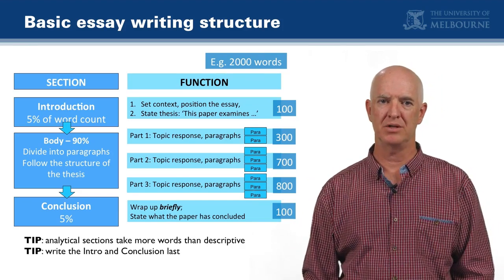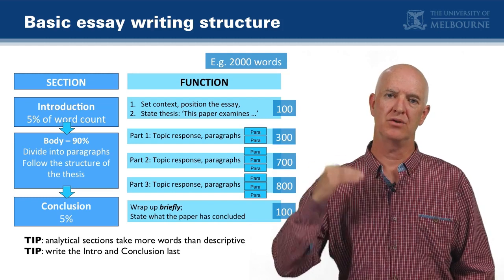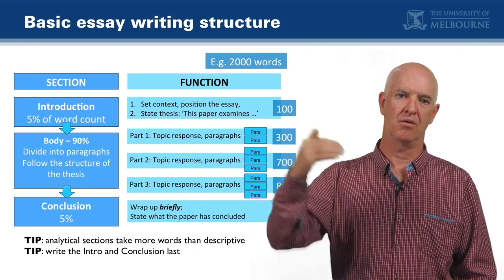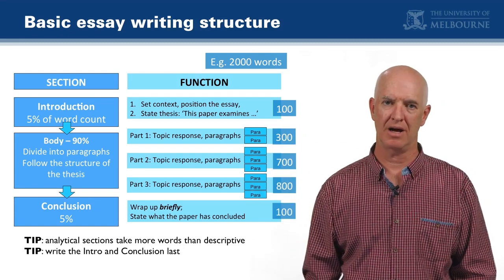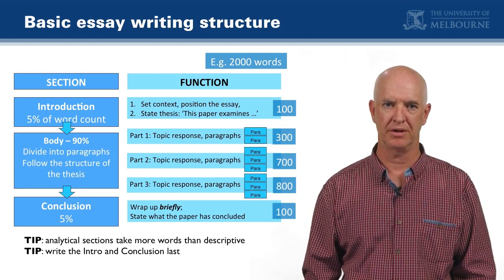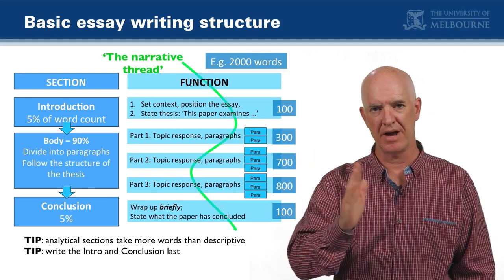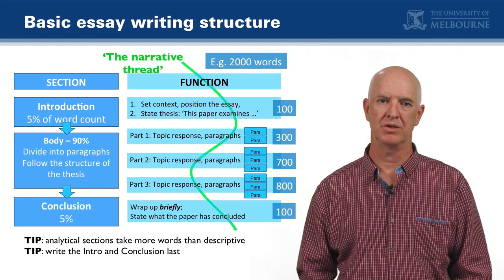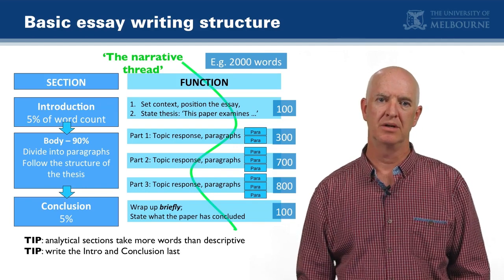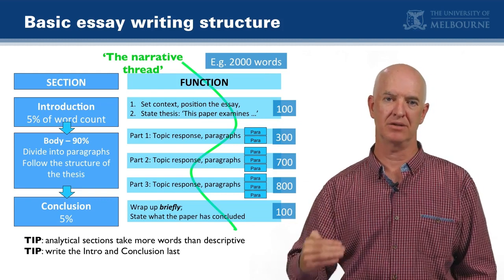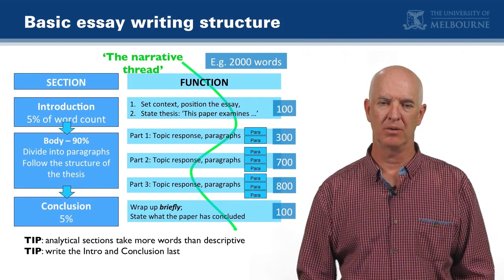Another tip at this stage: write your intro and your conclusion last. Write the body parts first, write the intro and conclusion parts last. They'll make more sense to you then. What you're trying to achieve is a sense of a narrative thread through the paper, which is gained by a logical sequence and a logical structure, and paragraphs which seem to make sense following each other in the way that I've described.